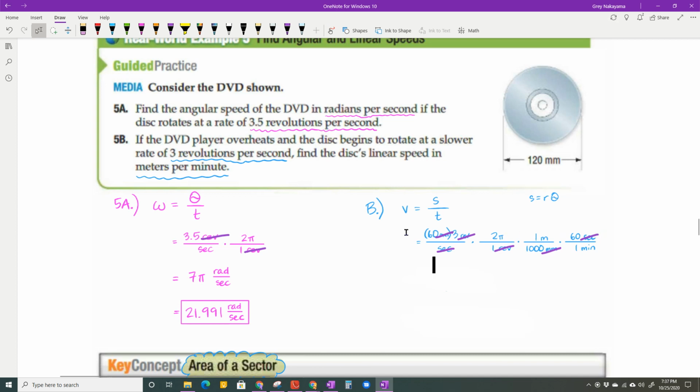So I'm going to multiply the top and I'm going to multiply the bottom. If you need an exact answer, remember, don't put the pi in there when you use your calculator. But if you want the rounded answer, then you get 67.858 meters per minute.